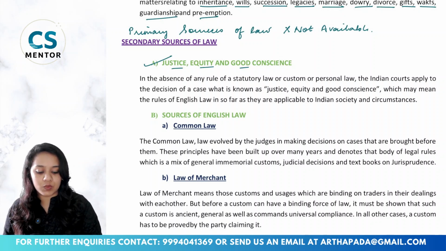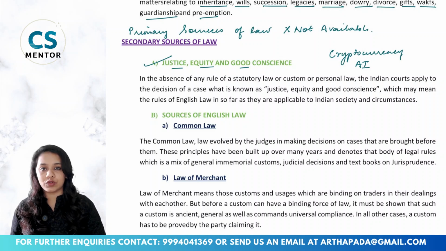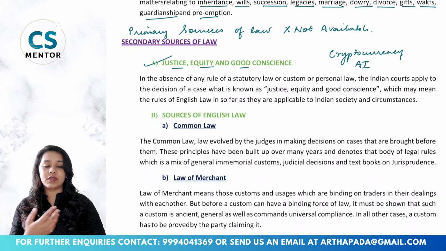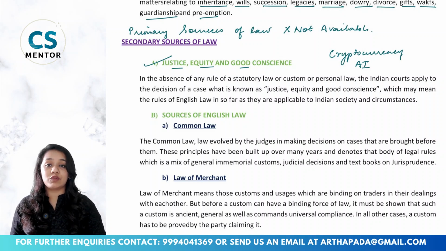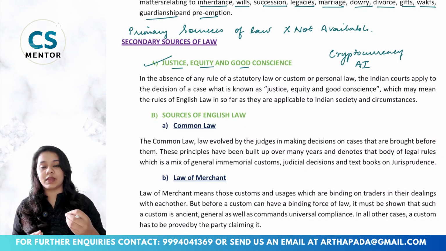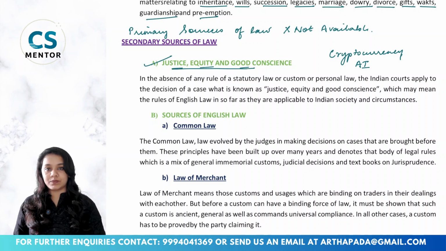So let's say, for example, with respect to cryptocurrency or even with AI, these are fields that are developing and largely do not have any kind of a law. If there is no law, then we cannot expect any kind of legislation, and if there is no legislation, then we'll have to see if there are any customs. Both of them are fairly new age concepts, and so therefore there might not be any customs in relation to the same. At that time, the judges will simply apply their good conscience or common sense while dealing with disputes before them. And that, my friends, is known as justice, equity, and good conscience.